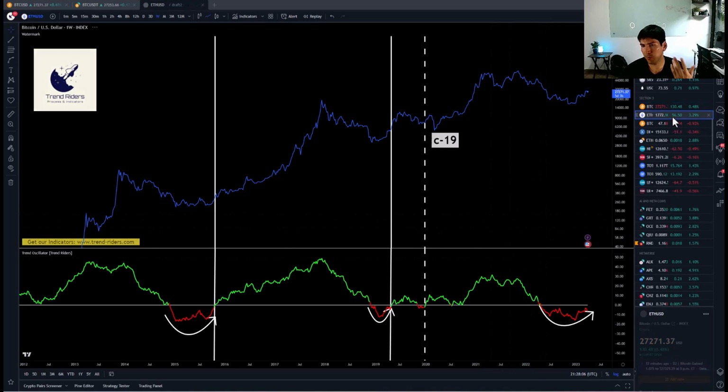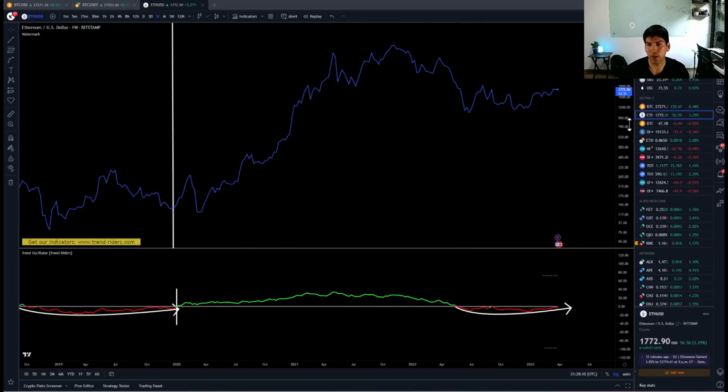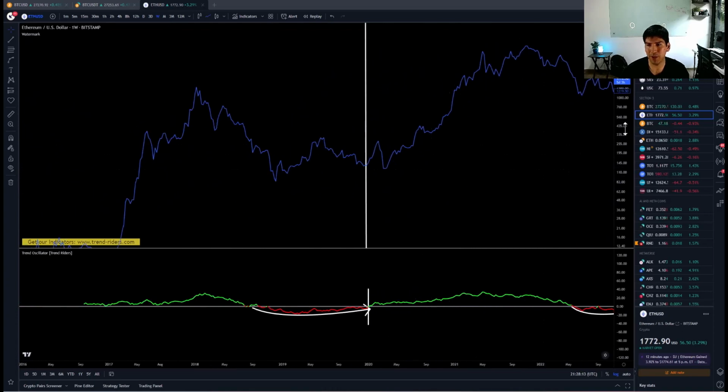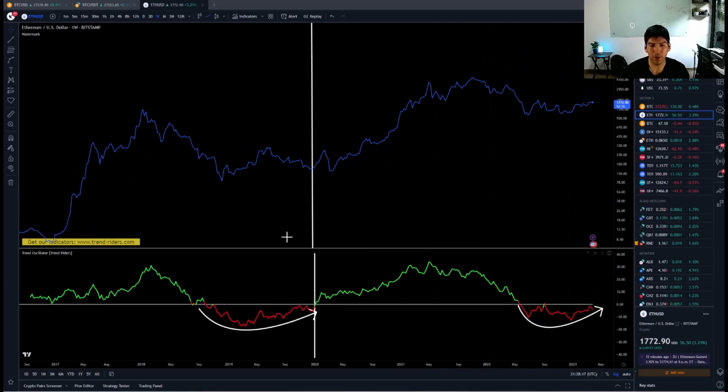And if we go, for example, to another chart, right here we have Ethereum. In all its price history, we just had one considerable flip from red to green at last, which happened here. It flipped green around $150 and went all the way up to almost 5K.